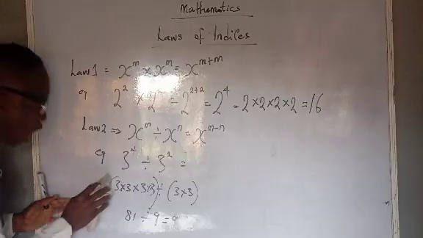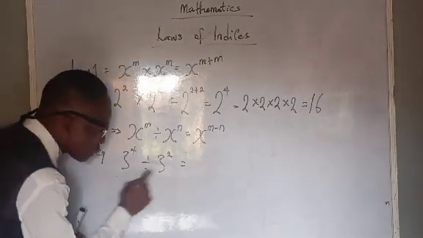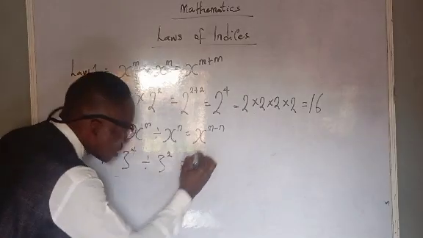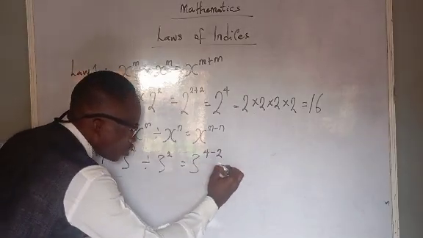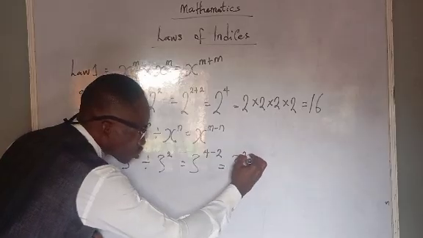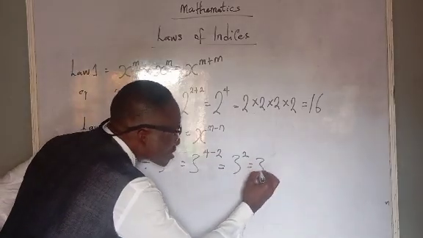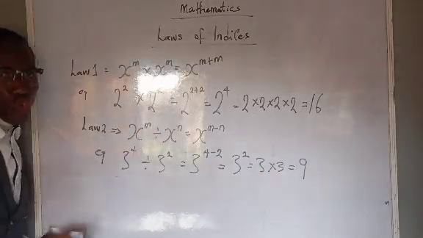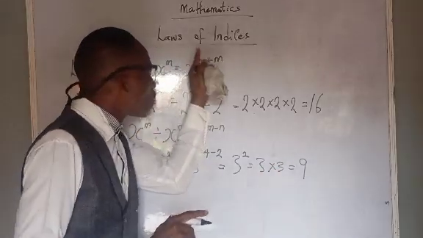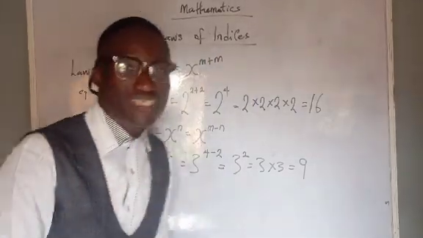Are we there now? Or we go through the law. What did the law say to us? When you have this, you pick just one, you will now say 4, the powers minus 2, which will give me 3 raised to the power of what? 2, because 4 minus 2, is it not 2? And this thing means 3 times 3, which will give me what? 9. So what will that say to us? The laws are working. Follow the laws and it will be easier for you.